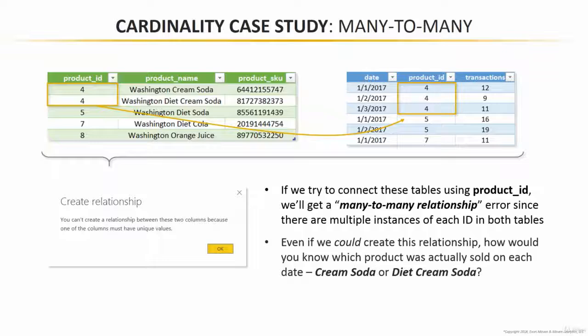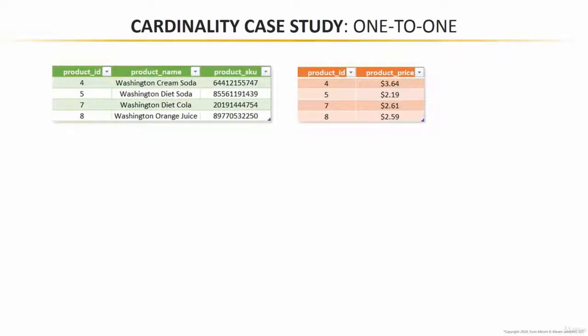Now let's move on to our second cardinality case study, one-to-one. Now compared to many-to-many, this one's not nearly as bad. In fact, you can create one-to-one relationships. They're just a little bit inefficient. So consider these two tables. You've got a product lookup on the left, just like we showed before, but without those duplicate ID number 4 rows. And then almost like a smaller product lookup in orange on the right with product IDs and product prices.